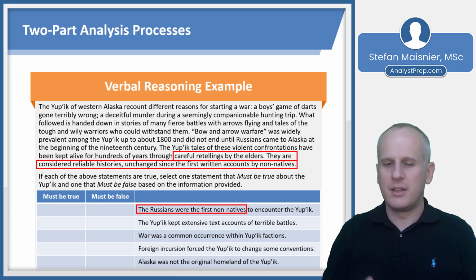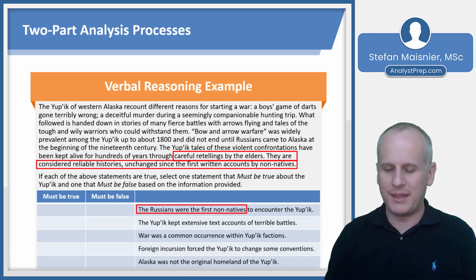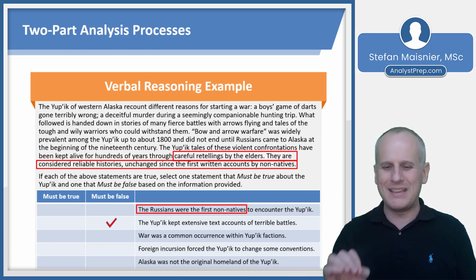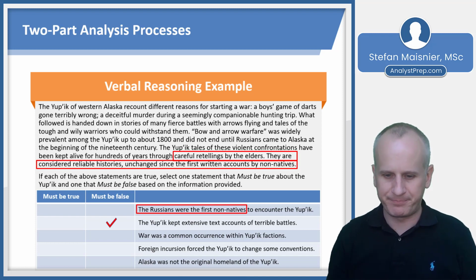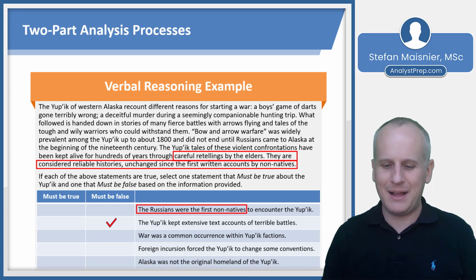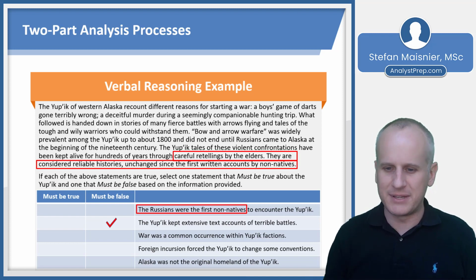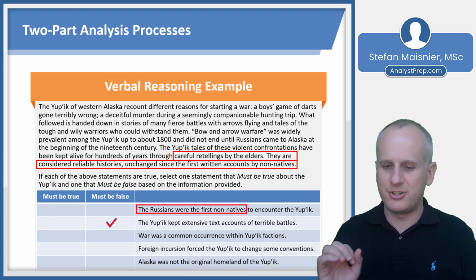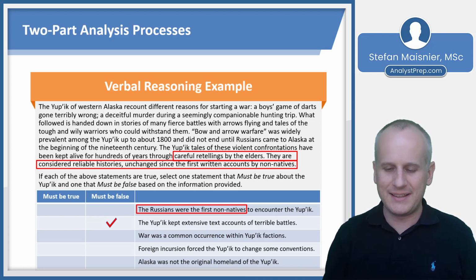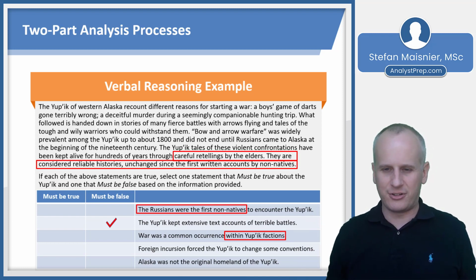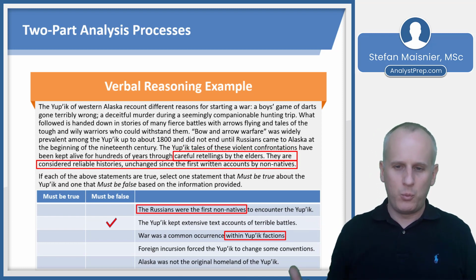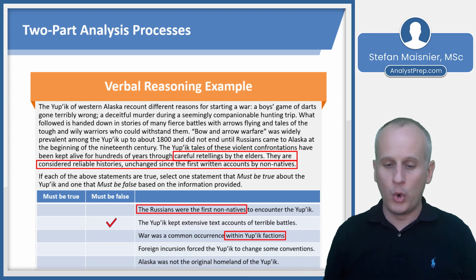So the non-natives kept the written accounts, not the Yupik. So the Yupik keeping extensive text accounts of terrible battles, that must be false based on this set of statements alone. Then, war was a common occurrence within Yupik factions. This is really, really challenging because we did have discussions about violent confrontations, bow and arrow warfare, and we said that among the Yupik there was prevalent warfare up to about 1800, but we don't know about within Yupik factions. That phrasing specifically, we need more details, so we can't say that's true nor false.